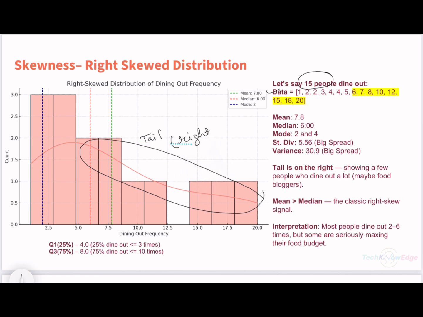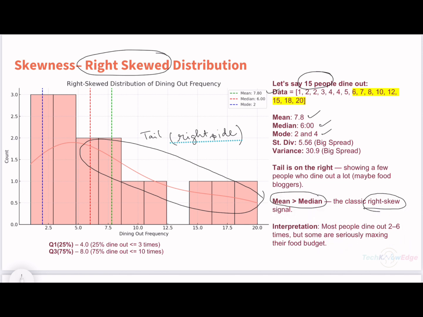Looking at the histogram, what stands out? The tail is on the right. That means a few people dine out a lot. Maybe they are food bloggers or just big foodies. Now here is the summary. Mean is about 7.8, median is 6, mode is 2 and 4, both occur frequently. Notice the pattern. Mean is greater than median. And that's your classic signature of a right-skewed distribution.